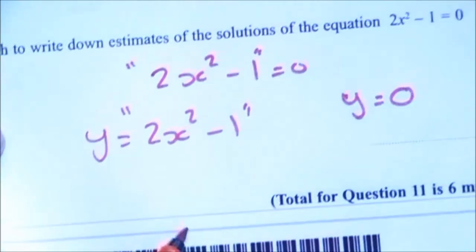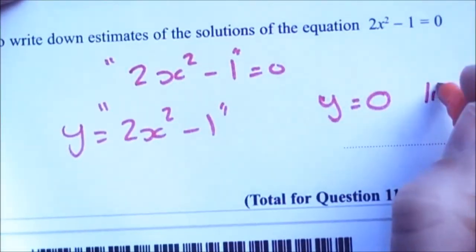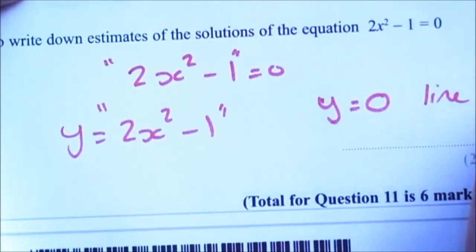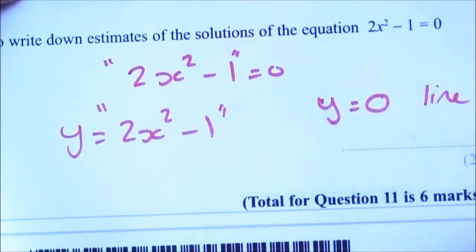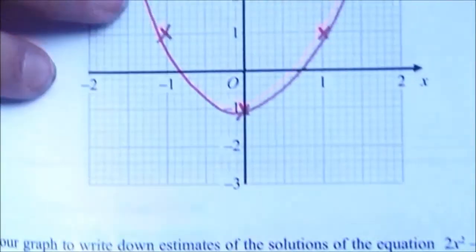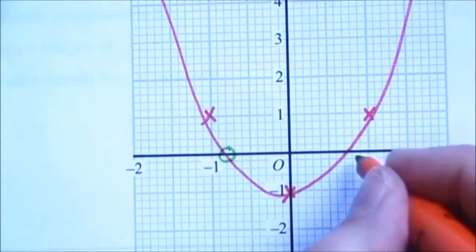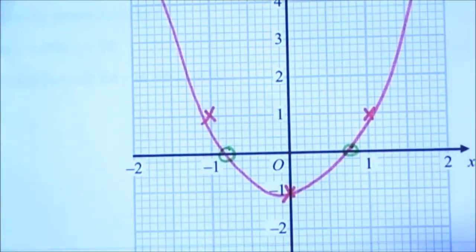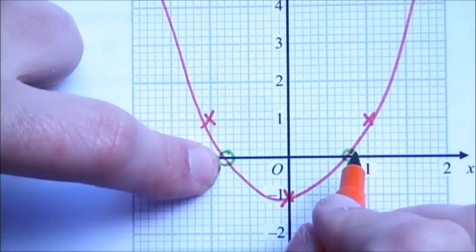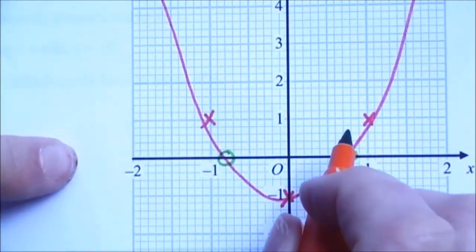So what I need to do on my graph is find the point where y is equal to 0, and that actually represents a line, and it's the line that is the x-axis. So the solution is going to be where your curve crosses the x-axis. So this is the first cross. That's the second cross. Now, you will get follow-through marks here, and there is a range of answers because everyone's will cross through in a slightly different place.